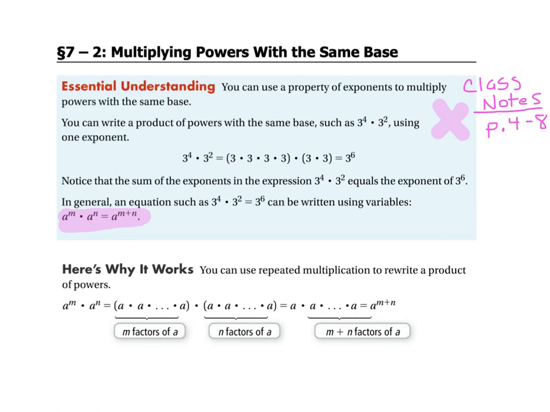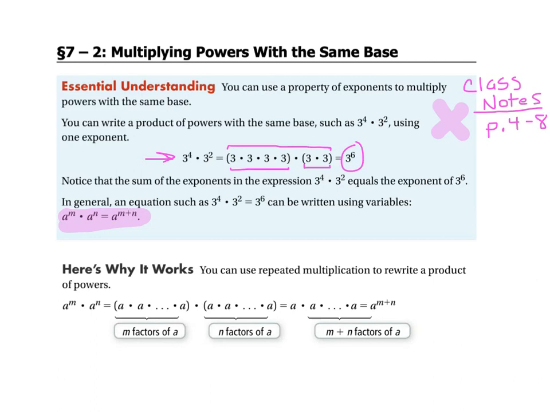First of all, with this rule, I want to show you why it works. We're going to go to this example right here. I have 3 to the 4th power times 3 to the 2nd power. And 3 to the 4th power is 3 multiplied by itself 4 times. And 3 to the 2nd power is 3 multiplied by itself 2 times. And if we multiply these together, you can see that I have 3 multiplied by itself 6 times.